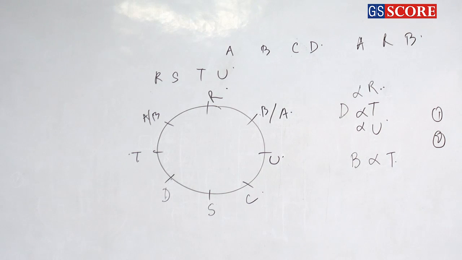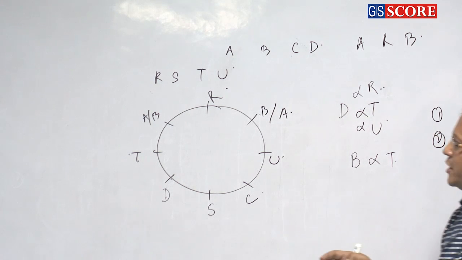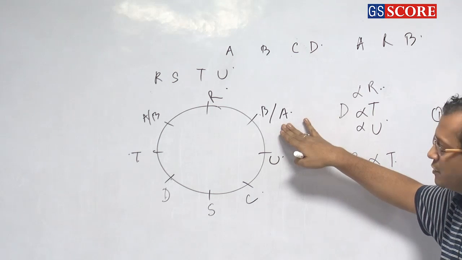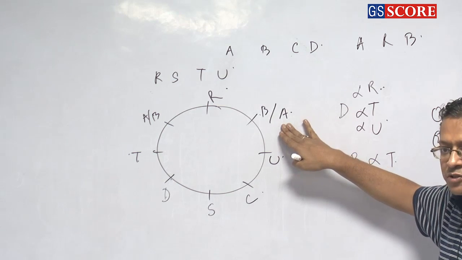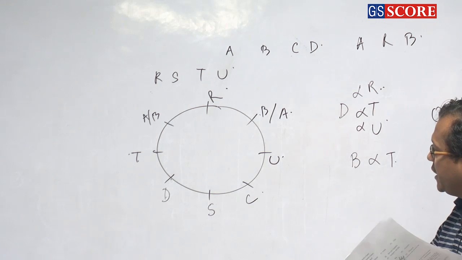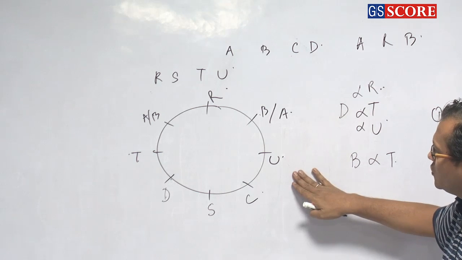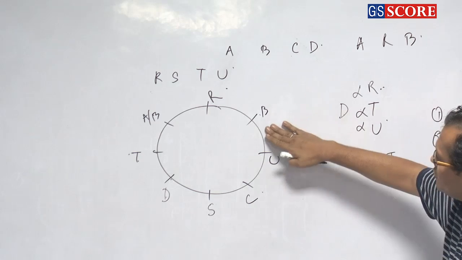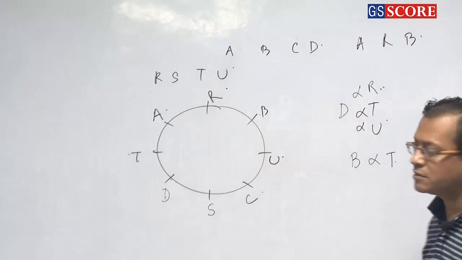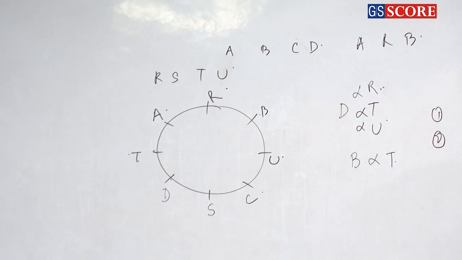Okay. So R was not D's husband. So R must be B's husband. R is not D's husband, and T was facing U. So R must be B's husband. If this is the case, can we write like this? Clear? This is the complete circle.